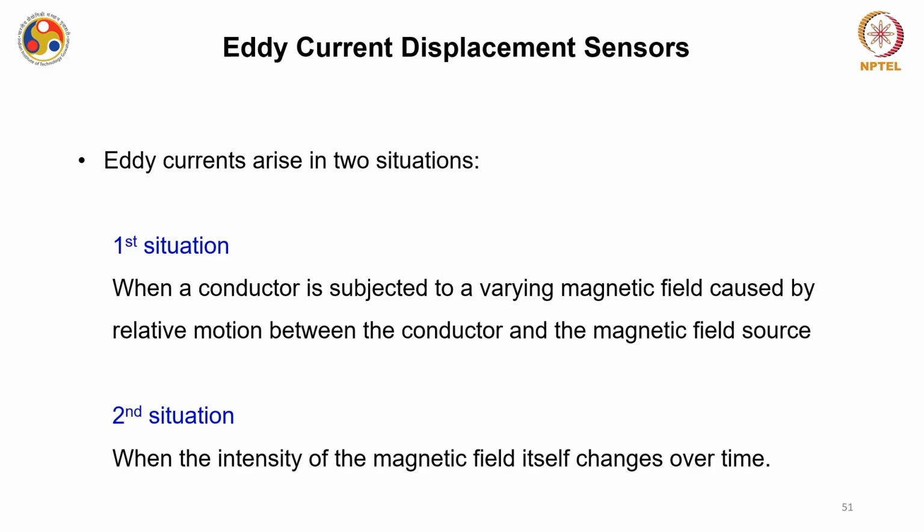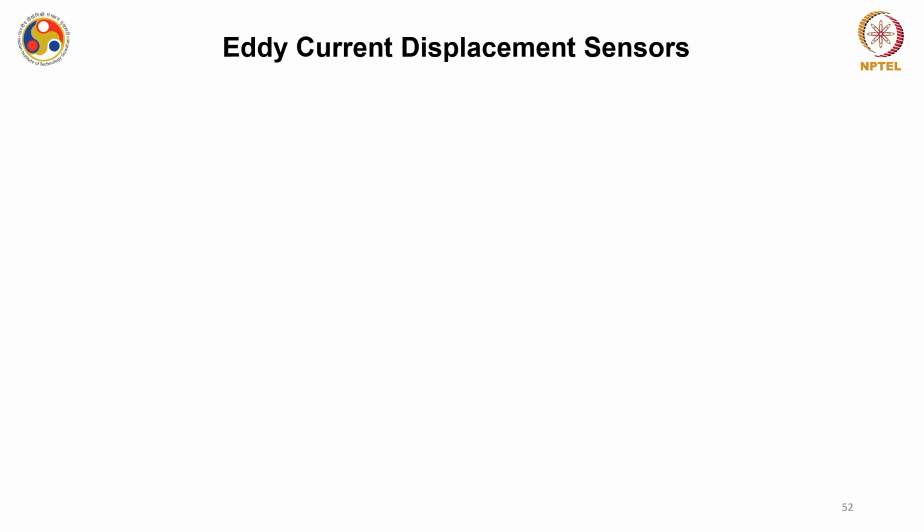So eddy currents can arise in two situations. The first situation is when a conductor is subjected to a varying magnetic field caused by relative motion between the conductor and magnetic field sources. The second situation is when the intensity of the magnetic field itself changes over time. So in both cases you can get eddy current.